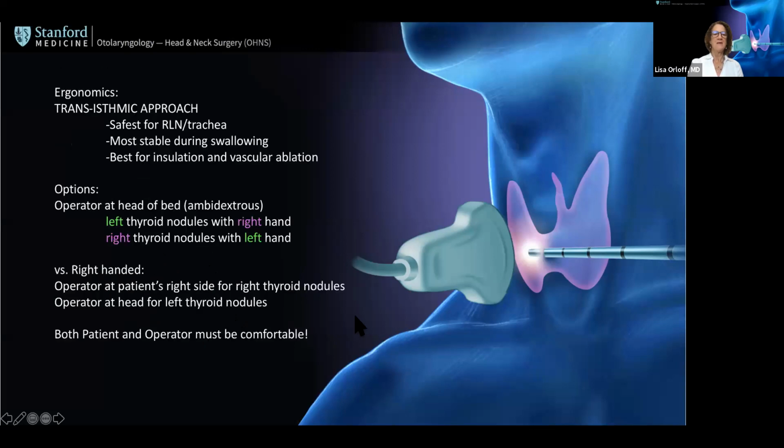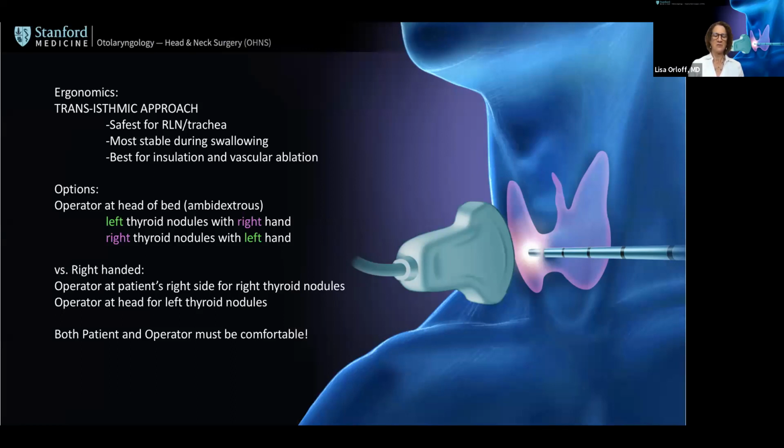A sterile drape, a shoulder pillow, sterile gauze, skin prep, and then just a Band-Aid and an ice pack for the aftermath. So from an ergonomic standpoint, RFA is performed via a transisthmic approach, and this may be different from how fine needle aspiration biopsy is performed. But the safest route to access a thyroid nodule in either the right or the left thyroid lobes is to come from a medial to lateral approach through the isthmus and coursing toward the carotid sheath. This is safest for protection of the recurrent laryngeal nerves and the trachea. It's also most stable if the patient swallows during the procedure.